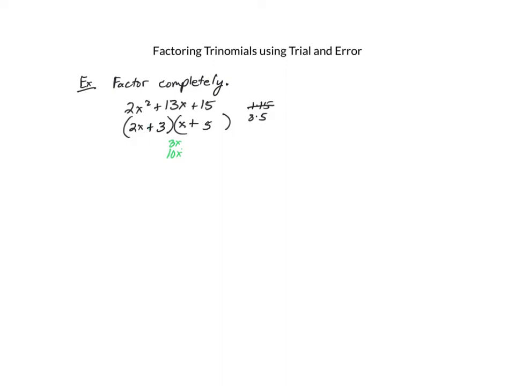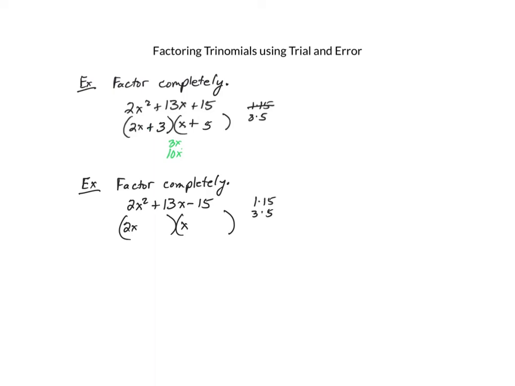Let's do another one that looks very similar. Notice the only difference is the last term on this one is a negative 15 instead of a positive 15. But let's see how it affects our results. Let's set up our 2 sets of parentheses. We'll start with 2x and x again. Our choices are 1 and 15 or 3 and 5. Because I have a negative here, I know one sign needs to be plus and one sign needs to be minus. I don't know which is which. I will put those signs in later. I'm going to keep that in mind, though.